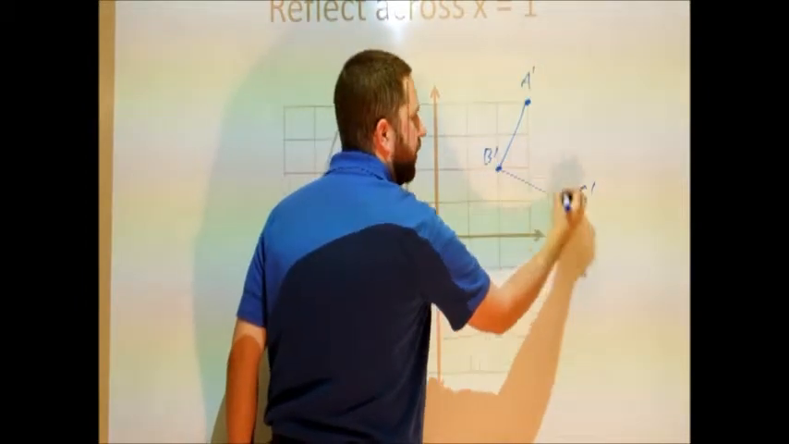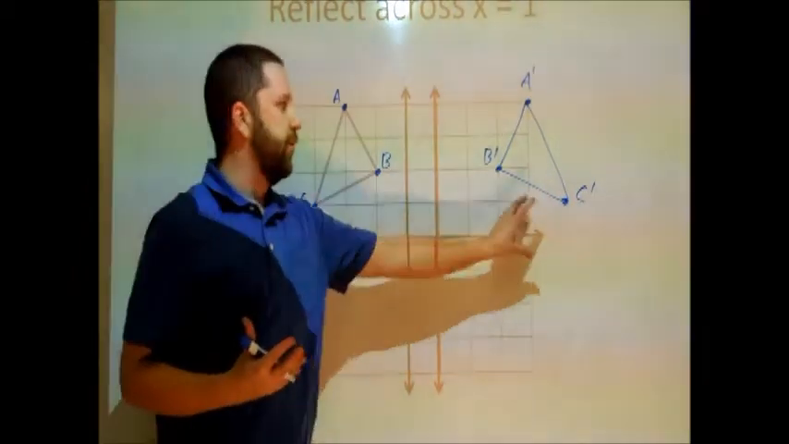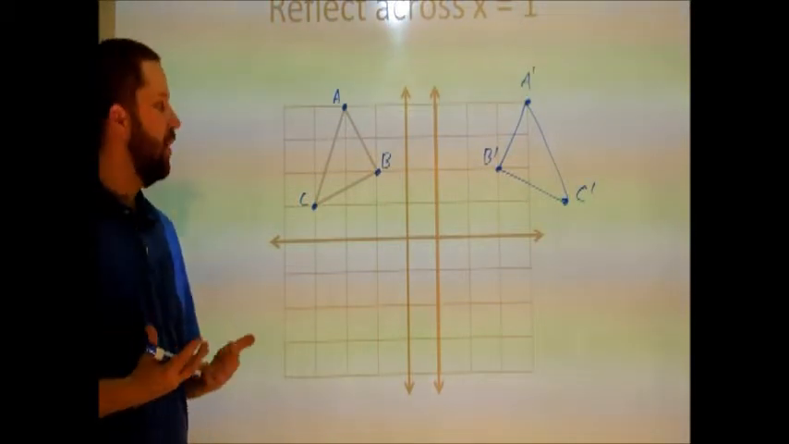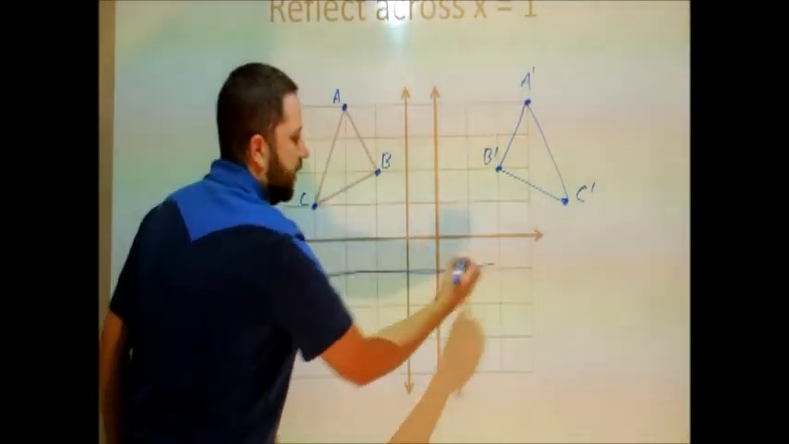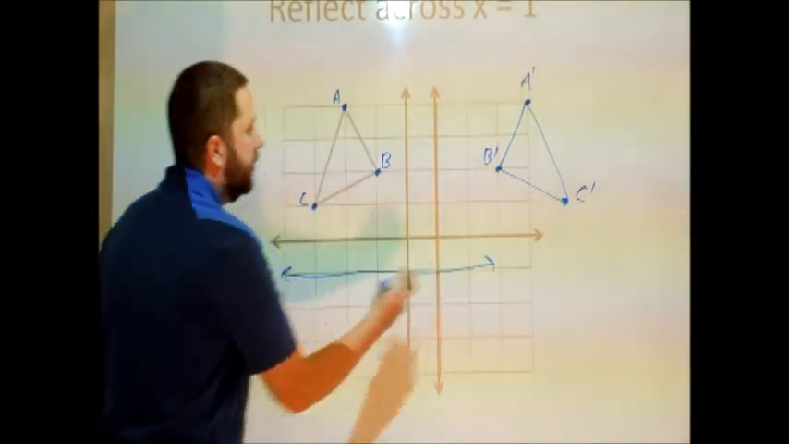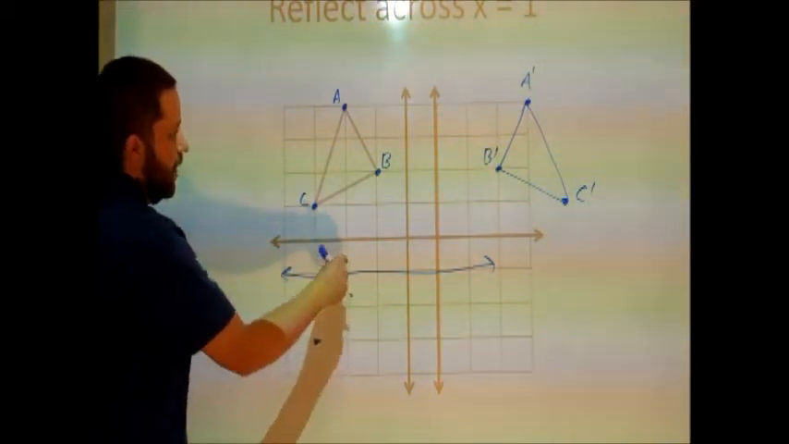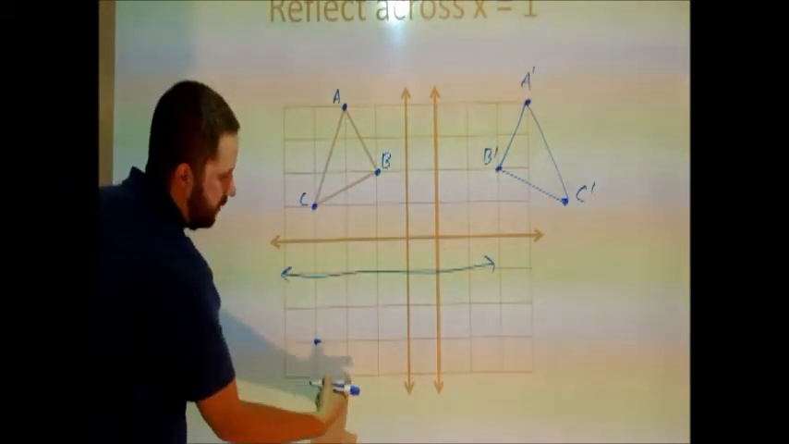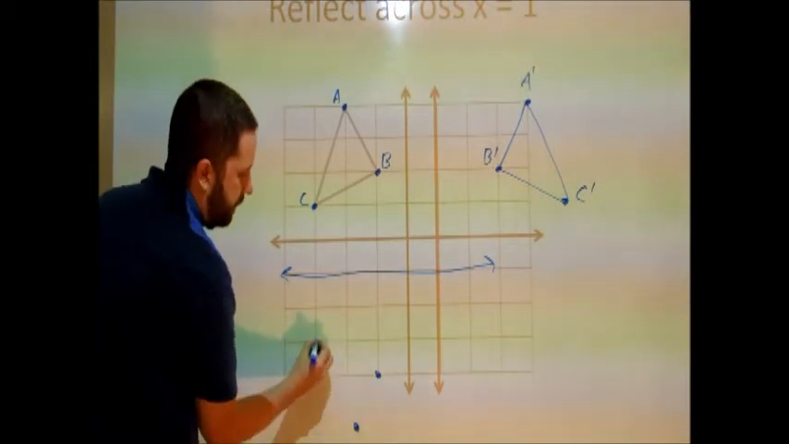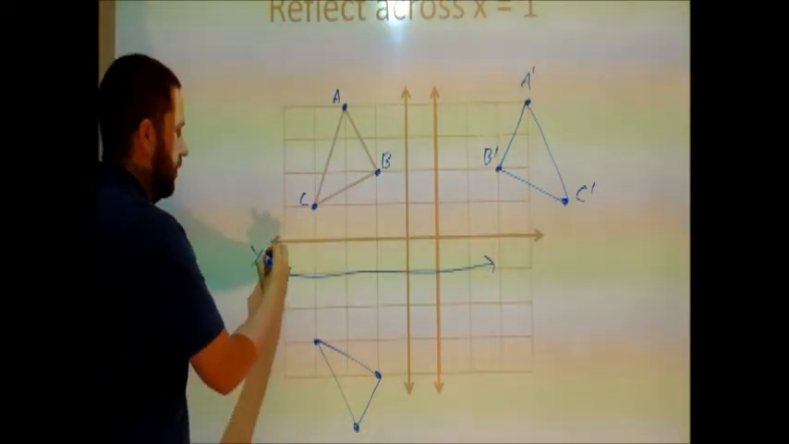I can connect the dots. And I should have, once again, a congruent triangle that's reflected across now x = 1. I can do the same thing if y equaled -1, I could reflect it across this line, and all I'd be doing is counting how far it is from this line. So C would be up 2, so I'd go down 2. A is up 5, so I'd have to go down 5. And B is up 3, so I'd go down 3. And I'd have my reflection across y = -1.